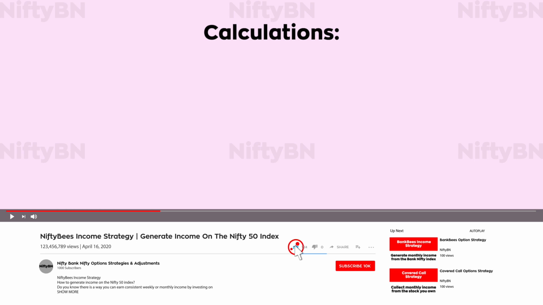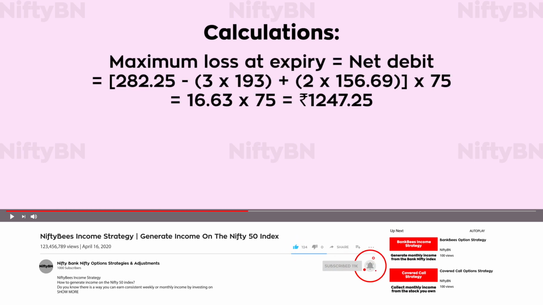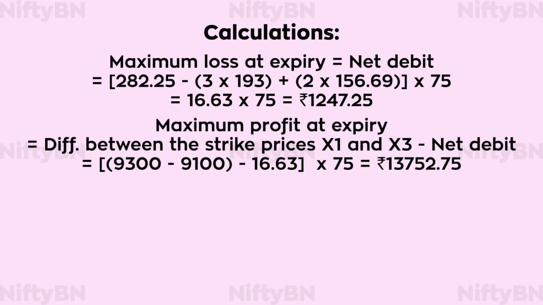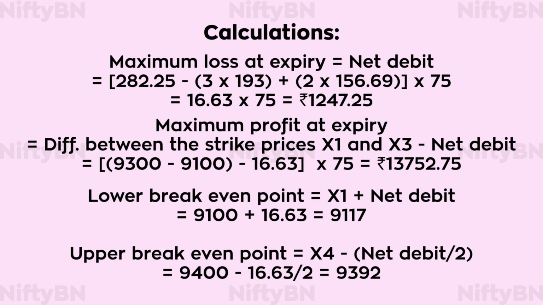Let's look at some calculations. Maximum loss at expiry is equal to net debit, which comes to about 1247.25. Maximum profit at expiry is equal to difference between the strike prices x1 and x3 minus net debit, which comes to about rupees 13,752.75. Lower break-even point is equal to x1 plus net debit, which comes to about 9,117. Upper break-even point is equal to x4 minus net debit by 2, which comes to about 9392.